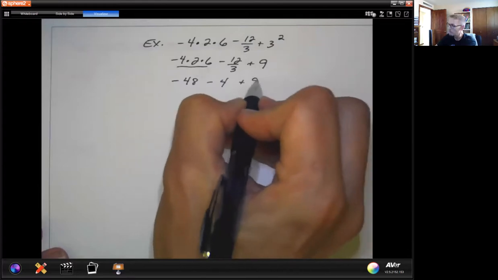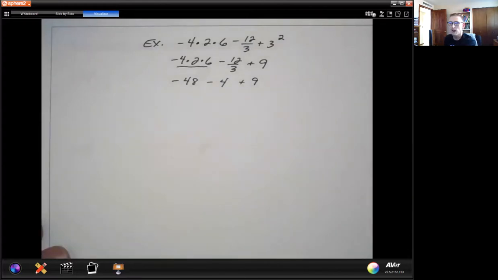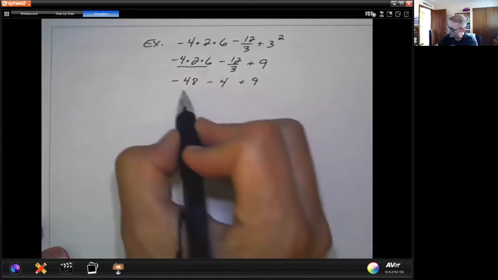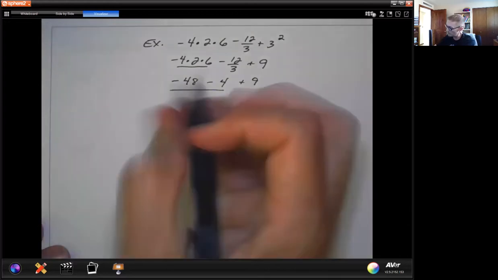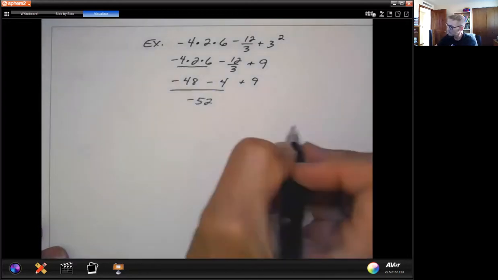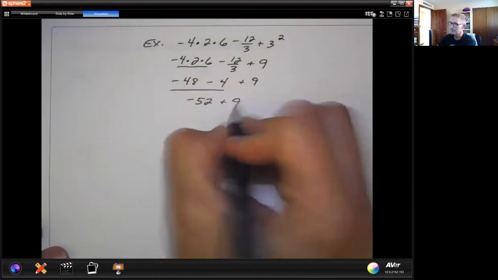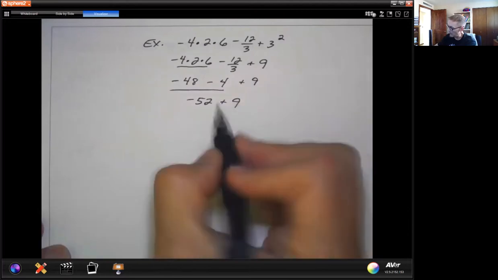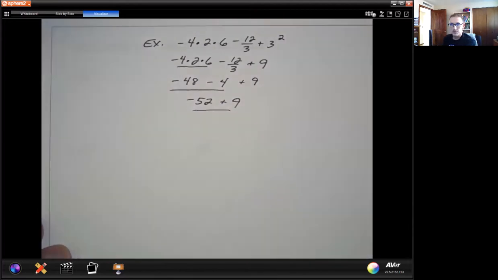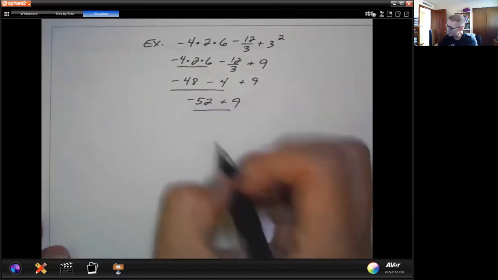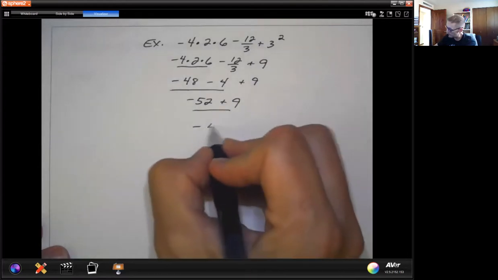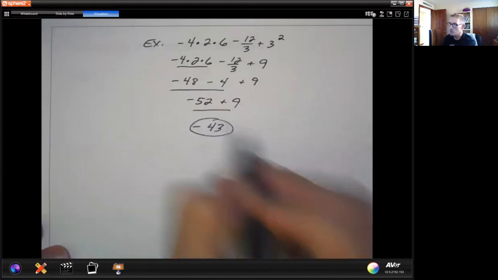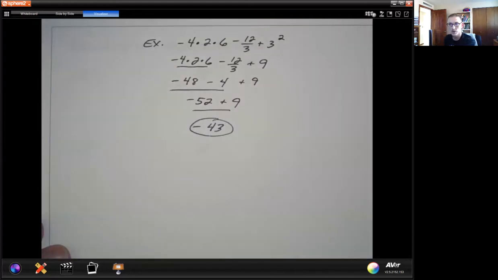And then it's +9. Well, now I'm in addition and subtraction. So I'm going to take these 2 and combine them. They're both negative, so they're on the same team. So it makes -52. And then +9. I will now combine these. These are different signs, so I will subtract them and keep the sign of the larger number, and the larger number is 52, so I know my answer is going to be negative, and then when I subtract them, I get negative 43 for the final answer. So if you got negative 43 when you did that on your own, nice job.